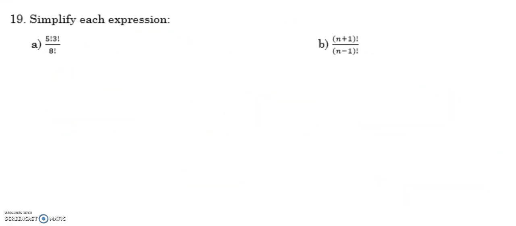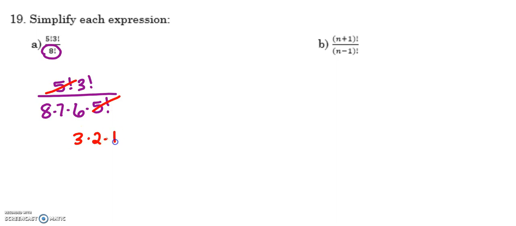All right, simplify each expression. We have some factorials. So remember with factorials, you want to look at the one that's bigger in terms of a factorial. So that's going to be the bottom. And you're going to start breaking that down. So we still have 5 and 3 on the top. This then becomes 8 times 7 times 6 times 5. And I would continue that pattern. So I can cancel out my 5 factorials, which means I really have 3 times 2 times 1 in the top and 8 times 7 times 6 in the bottom.